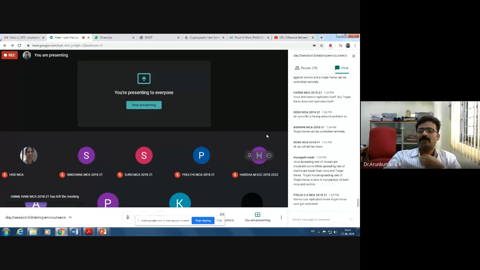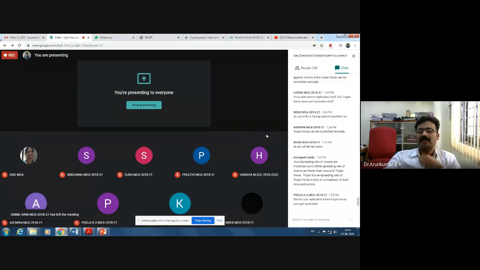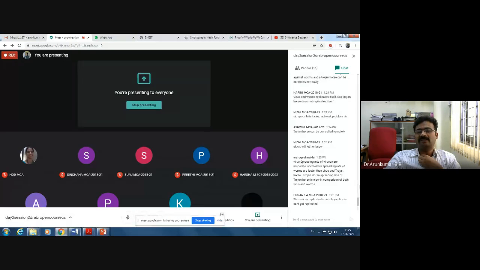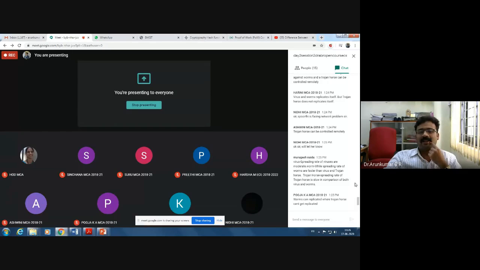Pooja, you have written that worms can be replicated whereas Trojan horse cannot be replicated. Correct, that sounds correct. But you have not written anything with respect to the virus. While you are differentiating, all three should come under one line or one thread of differentiating parameter.